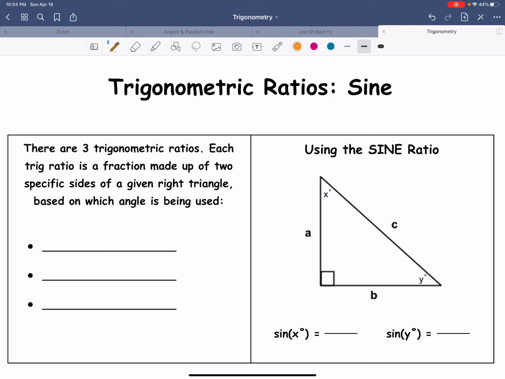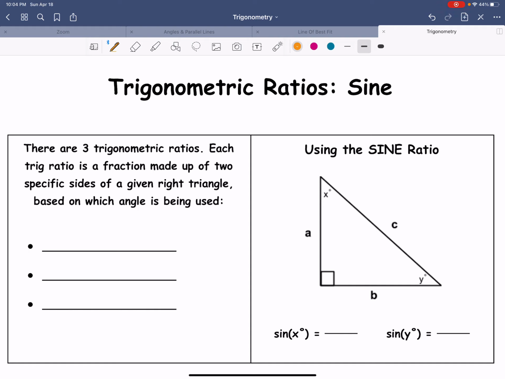In this video, we are learning about trigonometric ratios. Specifically in this lesson, we are going to be focusing on the sine ratio. So there are three trigonometric ratios. Each trig ratio is a fraction made up of two specific sides of a given right triangle. Now that's based on which angle is being used.